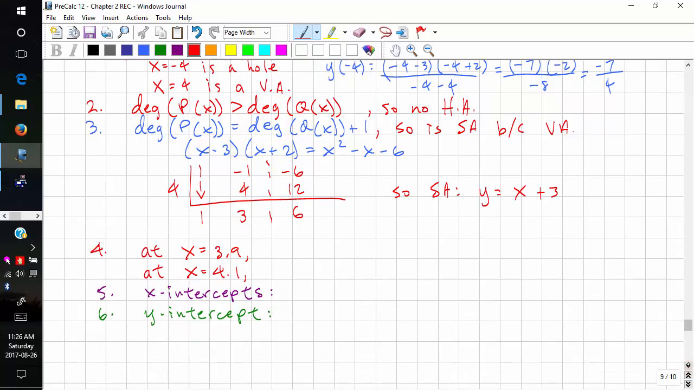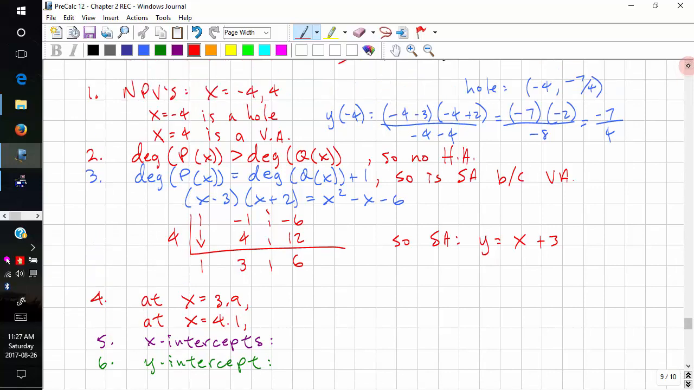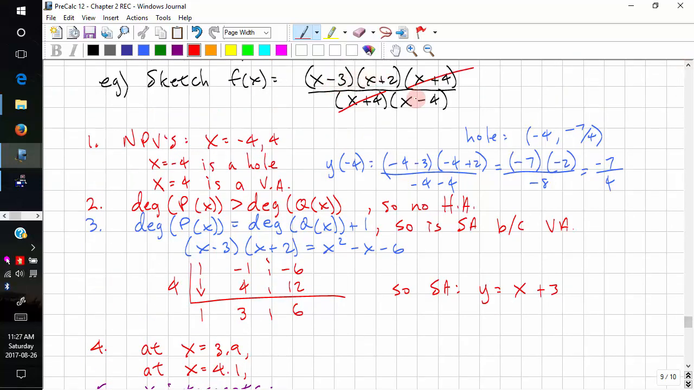Now we need to check on either side of the vertical asymptote, which is 4. So we do 4 minus 0.1, 4 plus 0.1. And we're doing the remaining factors. So 3.9 minus 3 is positive. 3.9 plus 2 is positive. 3.9 minus 4 is negative. There's one negative sign, so it's going to negative infinity. 4.1 minus 3 is positive. 4.1 plus 2 is positive. 4.1 minus 4 is positive. There's no negative sign, so this is going to positive infinity.